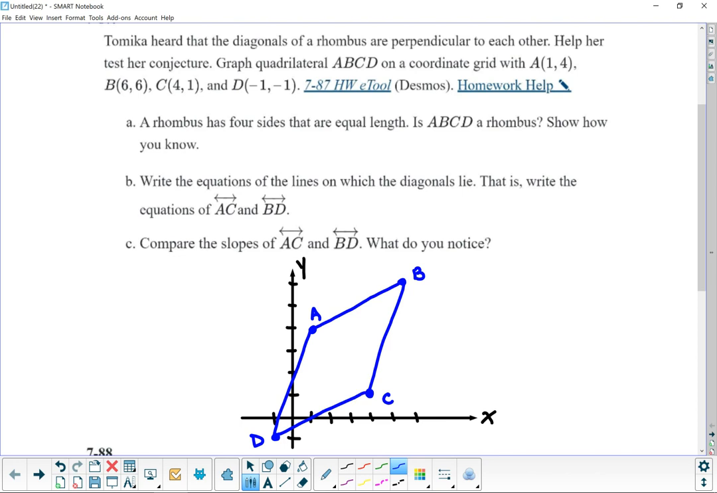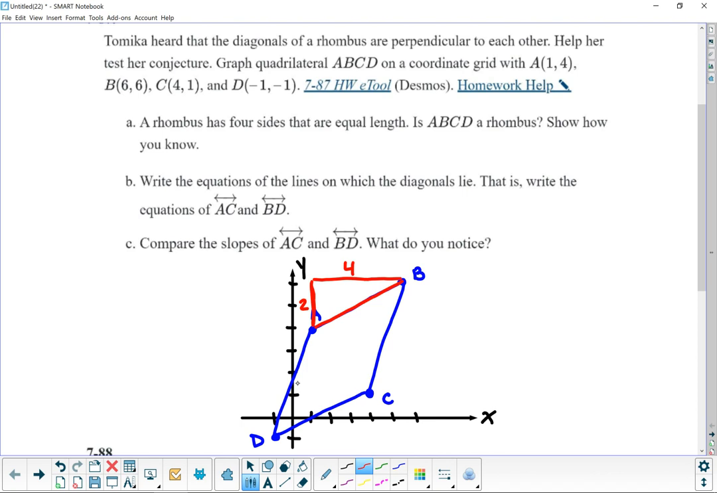Okay. So that's your quadrilateral ABCD. A rhombus has four sides that are equal length. Is ABCD a rhombus? Show how you know. This one's going to be a lot. So we're going to use what we learned in class with the Pythagorean theorem. This diagonal here, I'm going to figure out what my y is. On this one, the side is going to be up 2, and over 1, 2, 3, 4.